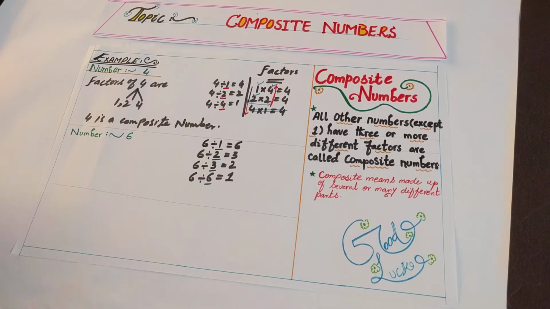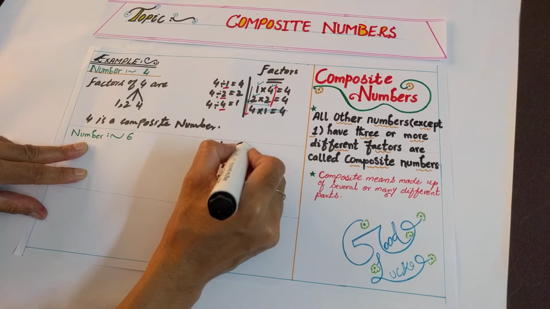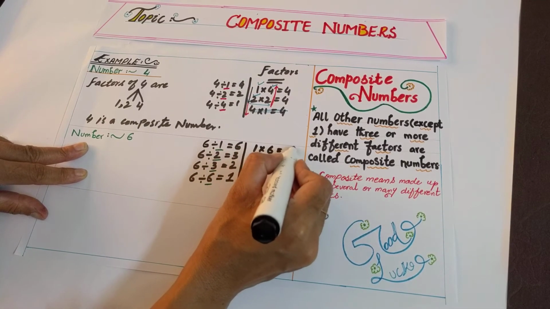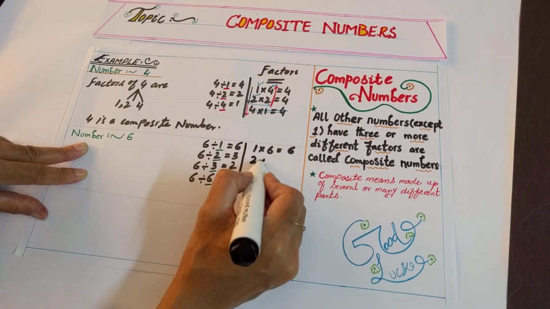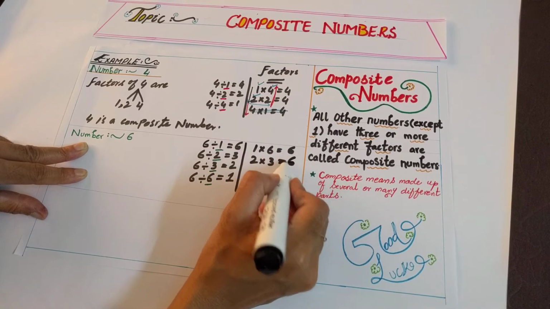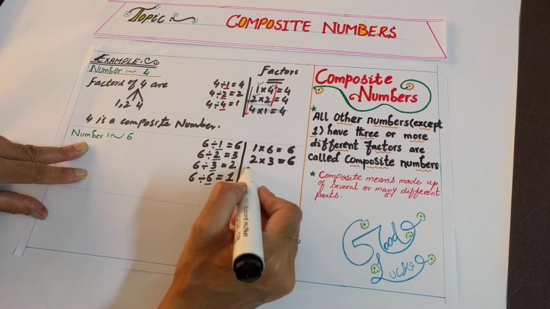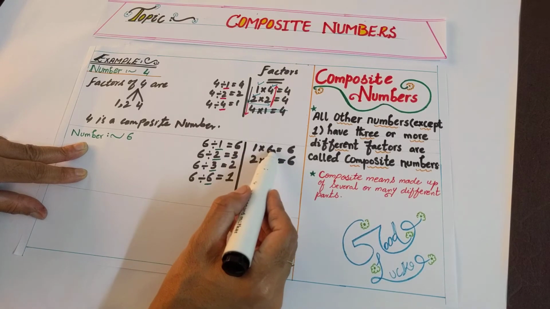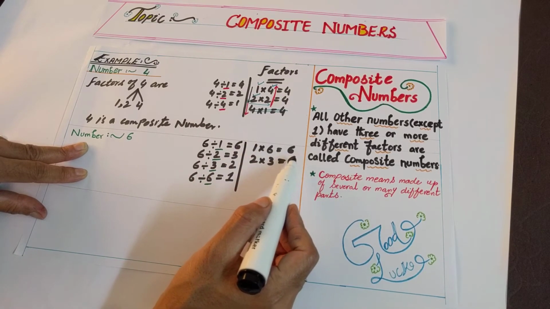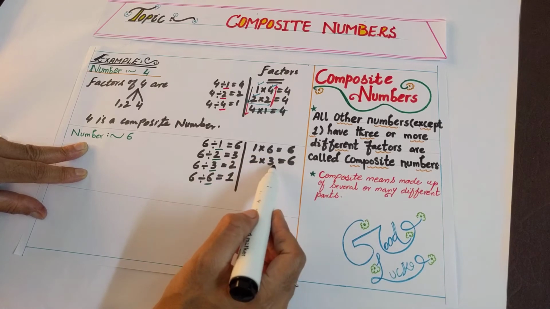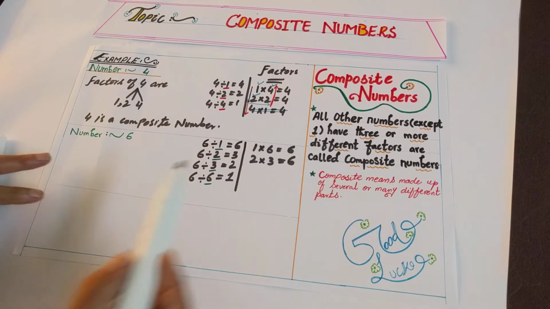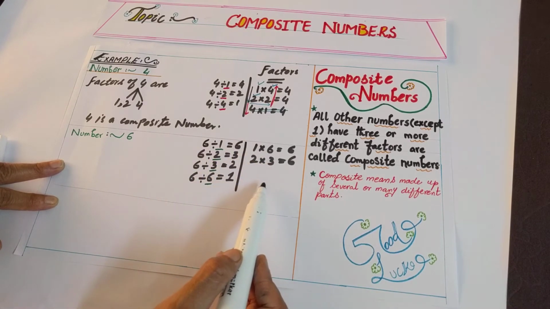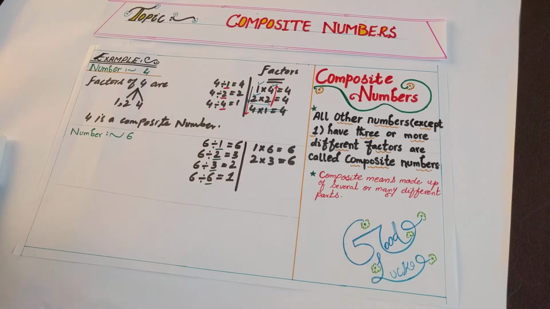Let's do it by multiplication also. 1 6 are 6, 2 3s are 6. 2 3s are or 3 2s are, both are the same, so I will not repeat it again and again. And 1 6 are and 6 1s are is also the same, that is also repeating, so I will not repeat the factors again and again.